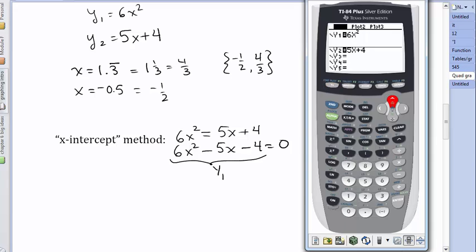So let me go up here and put 6x squared minus 5x minus 4. And I'm going to clear out what I have in y2 because I don't need that. And let's see, I know ahead of time that my solutions are negative 1/2, 4/3. So I'm going to change my window here so I can see those small values. I'm going to make my x values go from, say, negative 3 to 3, just so I can look at smaller x values. And let me press graph.